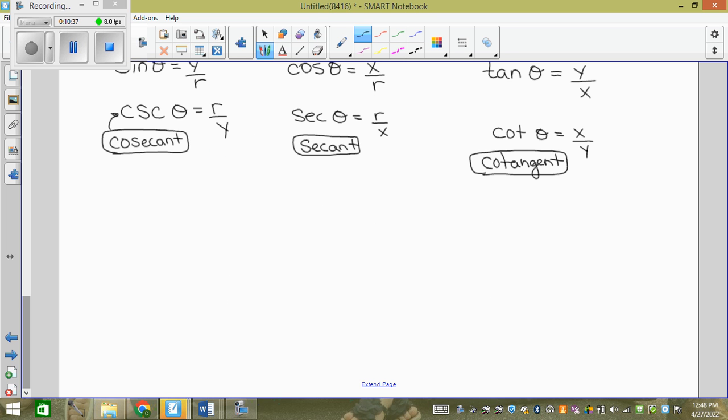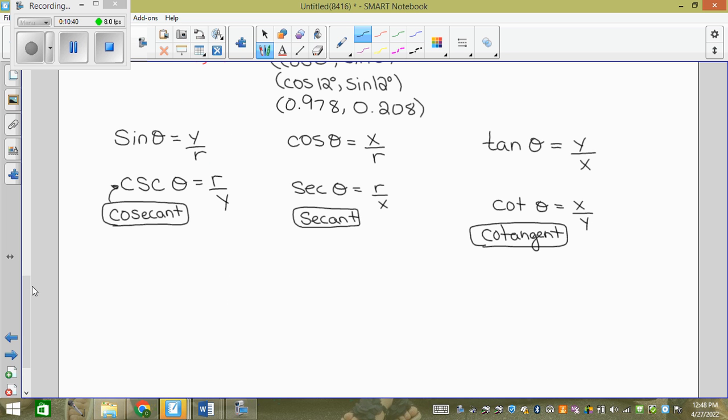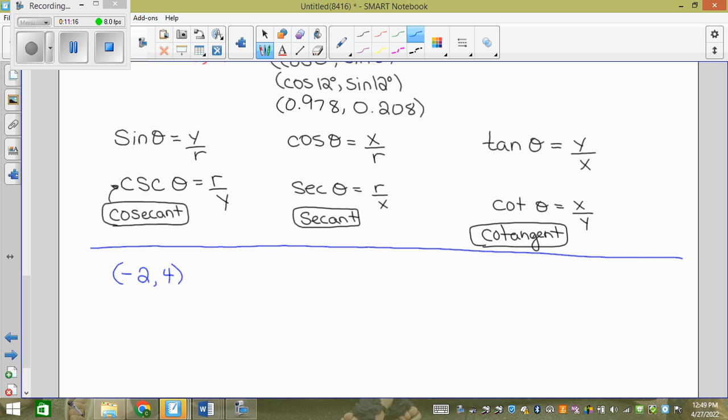Yesterday I gave you a what? And then asked you for the 6 trig ratios. Do you remember? I gave you a coordinate. Thank you. Okay, I gave you a coordinate, so I'm going to give you this coordinate. Here's your coordinate: -2, 4. What am I going to want? All of the 6 trig ratios. Go quickly.